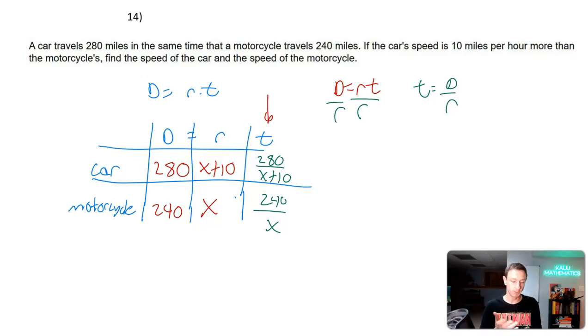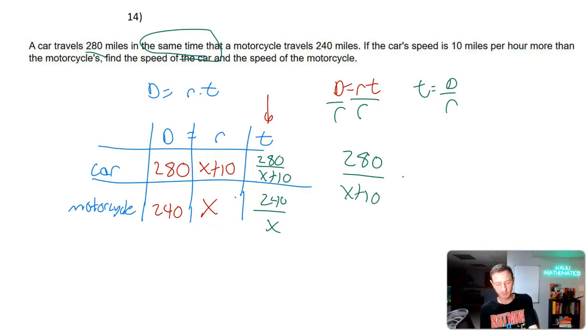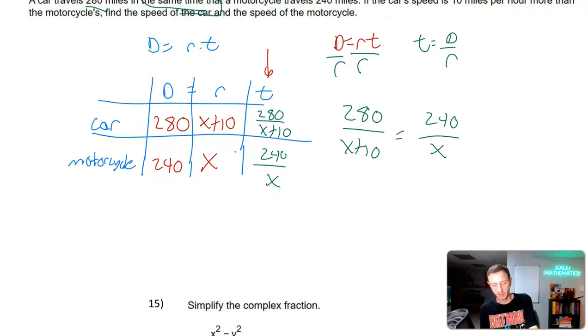Then, how do I set this up and actually solve for the variable? It says that a car travels 280 miles in the same time that a motorcycle travels 240 miles. So they're saying that it's taking the same amount of time. That means I'm going to set them equal to one another. 280 over x plus 10 is equal to 240 over x. And then it's a proportion, so we cross multiply here. 280x equals 240 times x plus 10.